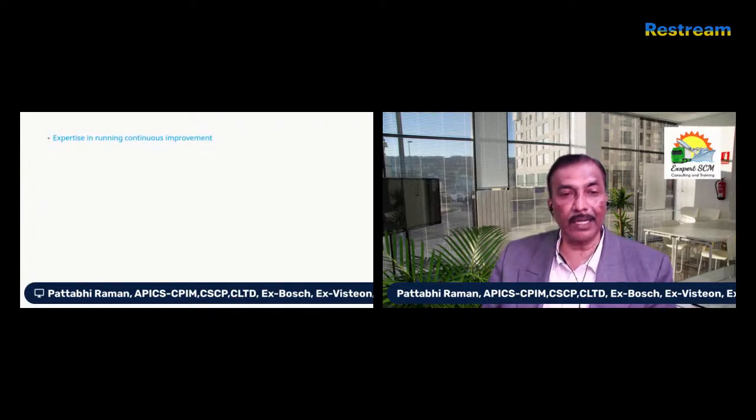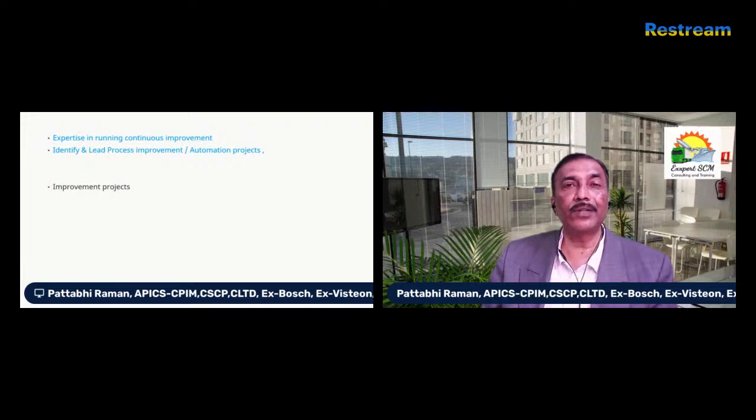Okay, next important requirement could be expertise in running continuous improvement, identifying and leading process improvement and automation projects. Yes, this is fine for a senior level requirement. They should know various tools for improvement. Possibly, this person should also have project management knowledge. PMP will be helpful because these are taken as improvement projects. There are a lot of tools available like value stream mapping, and similar tools can be used to see how you can implement such a project.